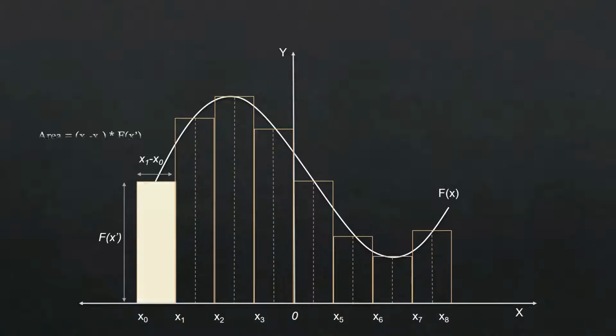So here we consider the first rectangle. The area will be given by x1 minus x0 multiplied by f of x dash. Similarly, for the ith interval, the area will be xi minus x(i-1) multiplied by f of xm. Now we go forward to the code.